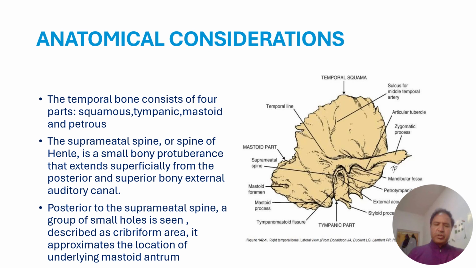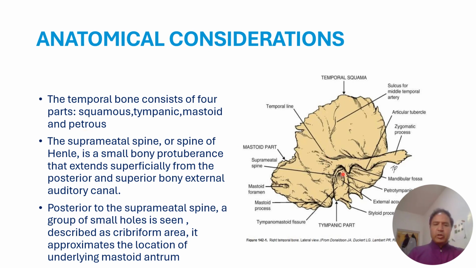Anatomical considerations. Now let us see that the temporal bone consists of four parts. This is the squamous part, the flat part. Then we have the tympanic part. You can see the tympanic part. This is the mastoid part. And at the behind is the petrous part.